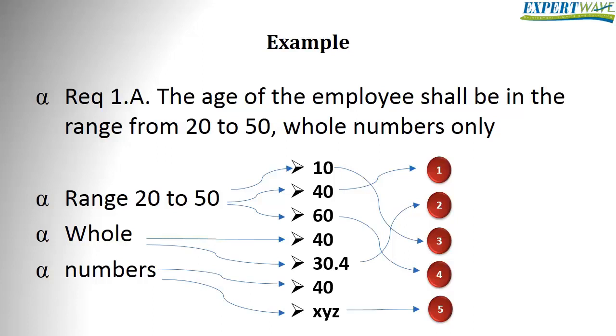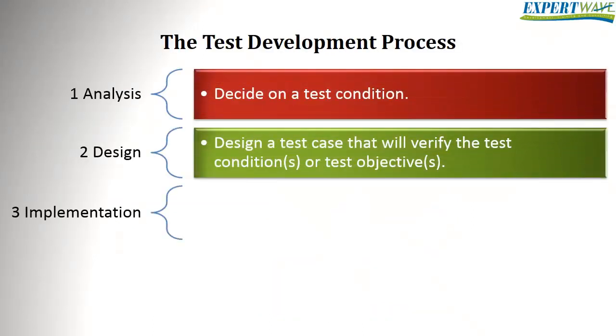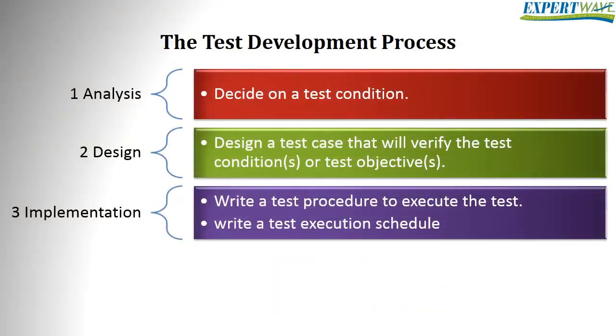Well, I have put 30.4 high because I thought many users might make the mistake of putting a decimal more than putting a lower or higher value than the range. So it varies in opinions. The third step is the implementation part of implementation and execution. We should write a test procedure to execute the test case and write a test execution schedule.